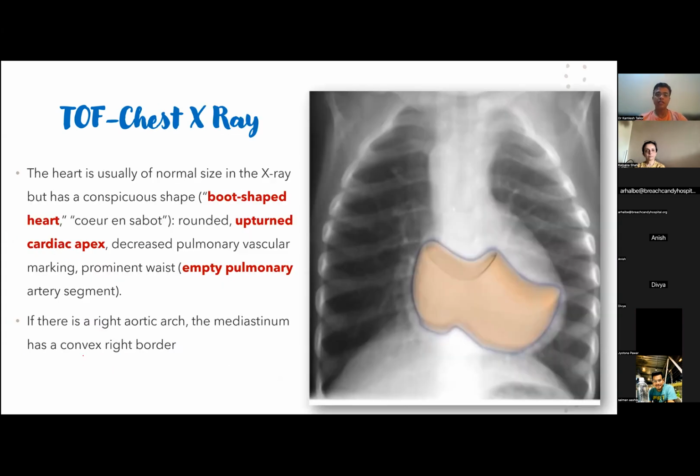Coming to the chest X-ray, which is very typical, it is called a boot-shaped heart. It becomes a boot-shaped heart because there is decreased pulmonary blood flow, so there will be less vascular marking on the chest X-ray. The RV hypertrophy will be there, so there will be an upturned apex, which is called an RV type of apex, and there will be low pulmonary blood flow going to the pulmonary circuit, and that is why the pulmonary conus will be concave, and this is how it becomes a boot-shaped heart.